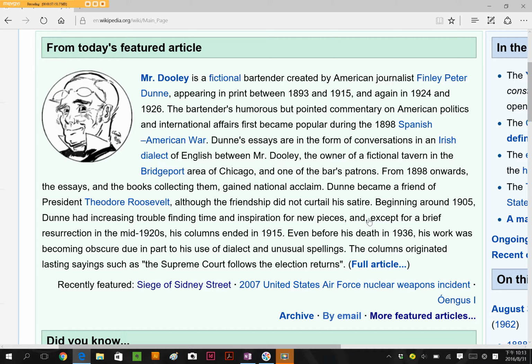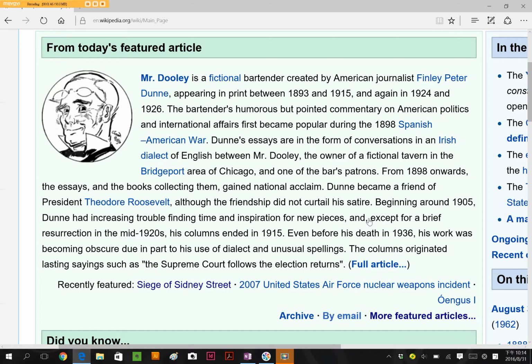Dooley is a fictional bartender created by American journalist Finley Peter Dunne, appearing in print between 1893 and 1915, and again in 1924 and 1926. The bartender's humorous but pointed commentary on American politics and international affairs first became popular during the 1898 Spanish-American War. Dunne's essays are in the form of conversations in an Irish dialect of English between Mr.